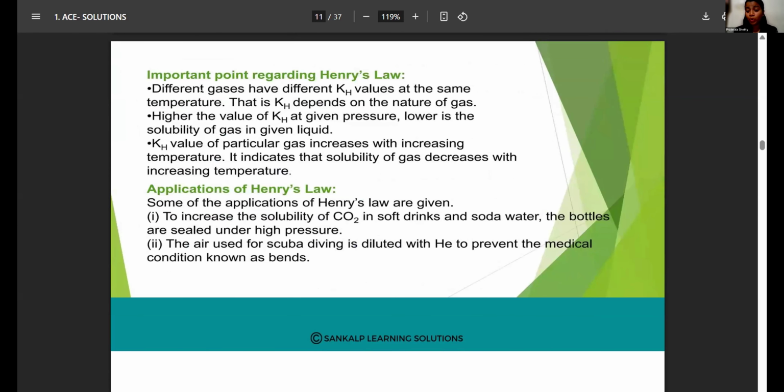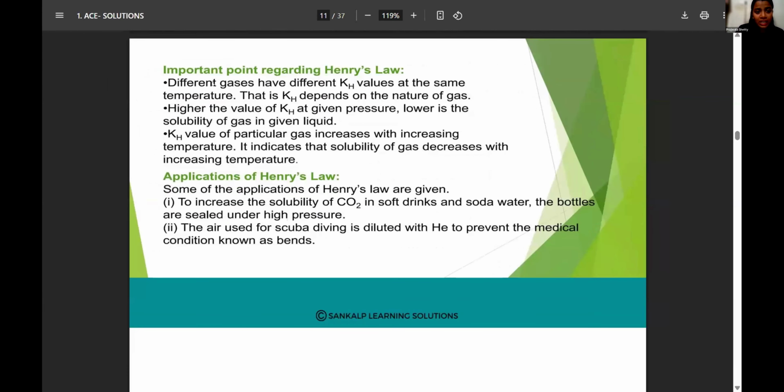And yeah, let's go through the important points of Henry's law. Different gases have different KH values at the same temperature. That is, KH depends on the nature of the gas. Based on the nature of the gas, the KH value varies. So remember this point: for different gases, there are different values.